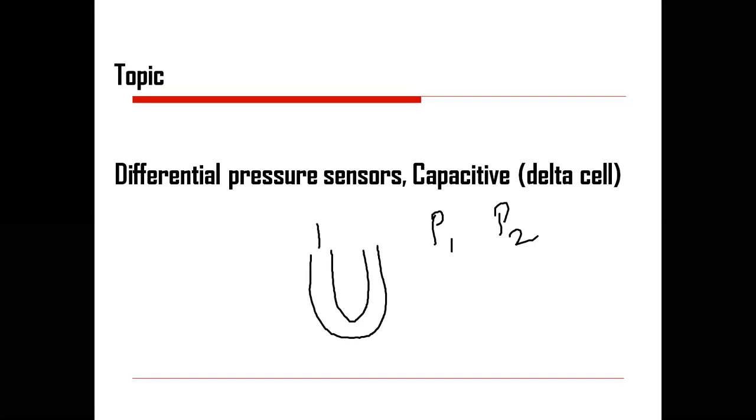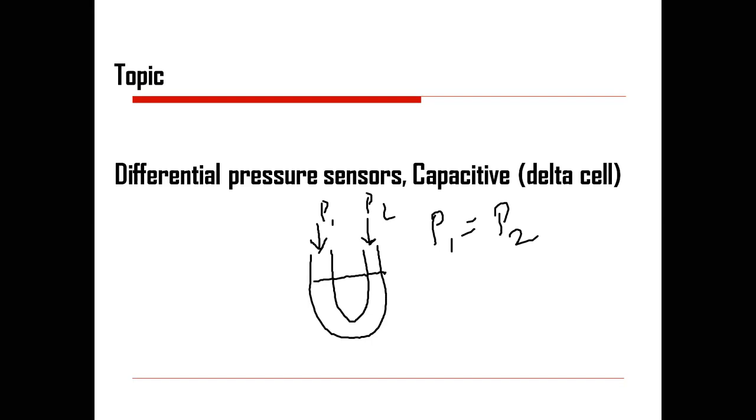At that time, when both the pressures P1 and P2 are equal, the level of the liquid is going to be maintained. Suppose my P1 and P2 are not equal and P1 is greater than P2. At that time, the level of the liquid may be raised somewhat like this. So over here, this H can be determined.